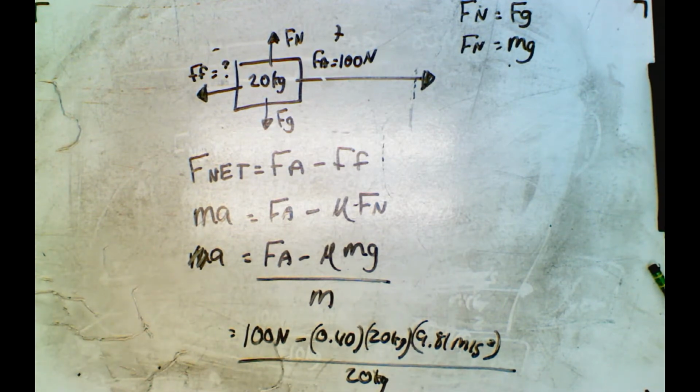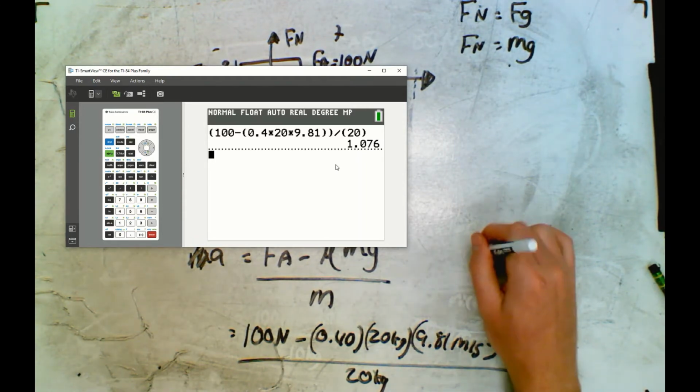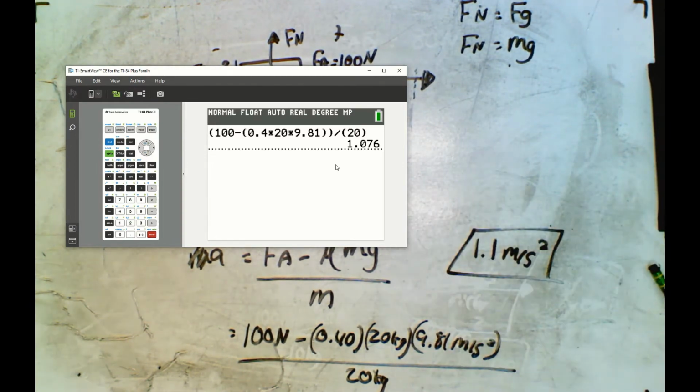So if I plug that all into my calculator, this is how I would type it in. At the top I do brackets, 100 minus, and then another bracket, 0.4 times 20 times 9.81. Then I close the brackets for the top, and then I divide it by 20. Oops, 20, close my bracket. And I end up getting my acceleration. We have 2 sig digs, so our acceleration is 1.1 meters per second squared, and it just wants to know the magnitude, so that's good enough as an answer.